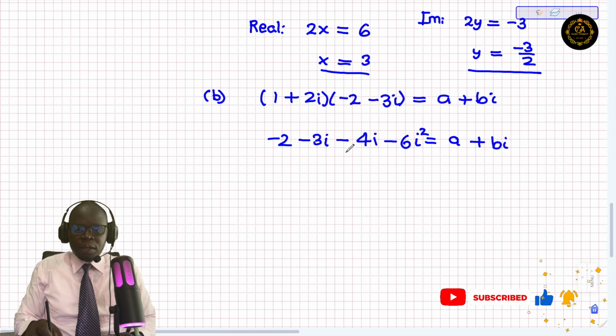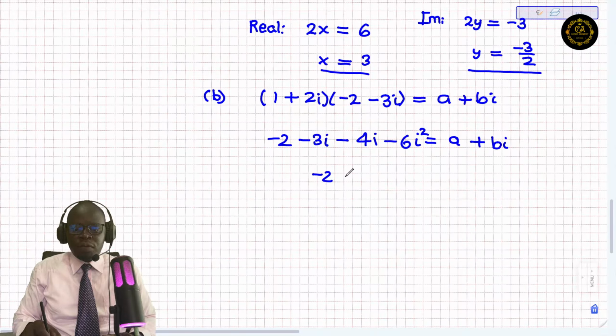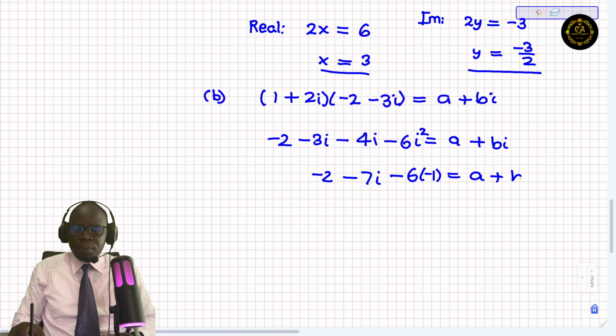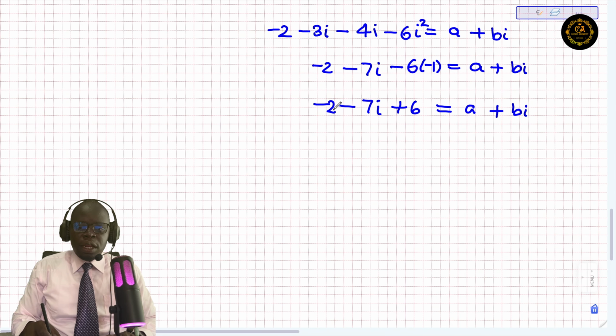Then simplifying these terms in the middle, we'll have our negative 2 remaining the same, and we have this as minus 7i. Of course, since we already mentioned that i squared is negative 1, then negative 1 times negative 6 is positive 6. But let's first show it there for somebody not to get lost, to see why this one is changing to positive. Then negative 2 plus 6 is positive 4 minus 7i equals, from the right hand side, a plus bi.